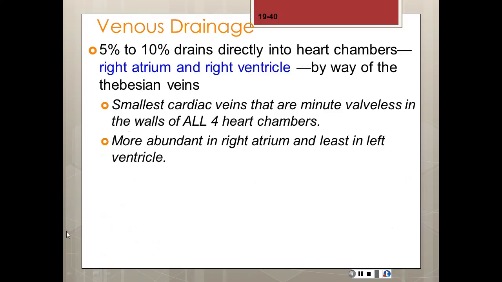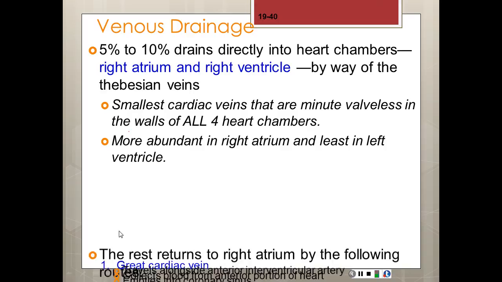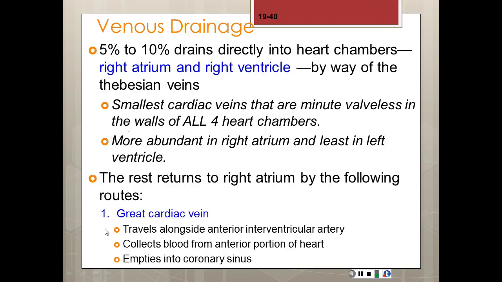Okay, so 5% to 10% empties directly from multiple small thebesian veins into the heart chambers, especially the right ventricle. Now the rest of the blood returns to the right atrium by means of a certain route.